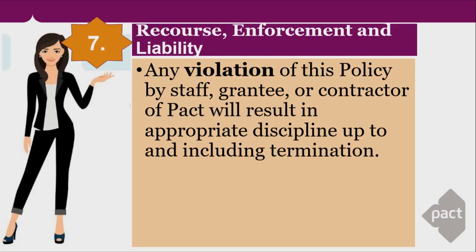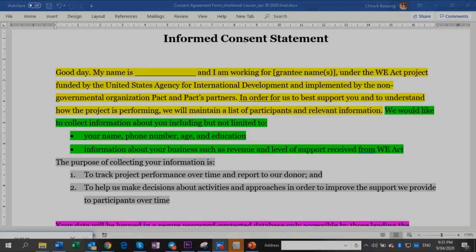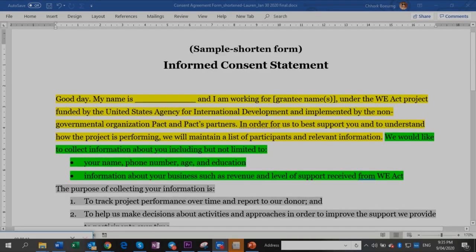The final step of the key principles of personal information protection is very important. It is about recourse, risk enforcement, and liabilities. So in case PAC staff, grantees, or contractors violate this policy, PAC will take appropriate action to discipline them, including terminating the contract.